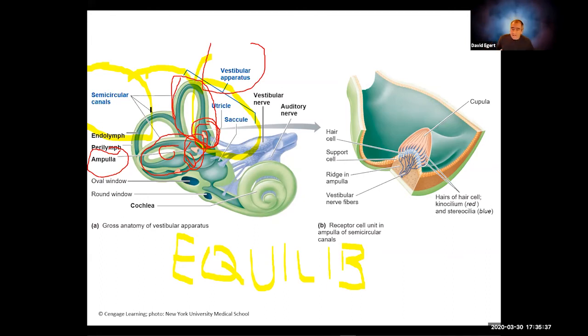So now we can move on to the final part of the ear, and actually our final part of the nervous system, which is hearing, which is happening in the cochlea.